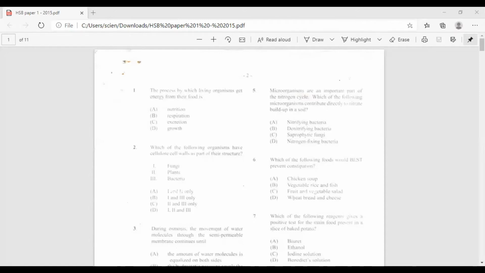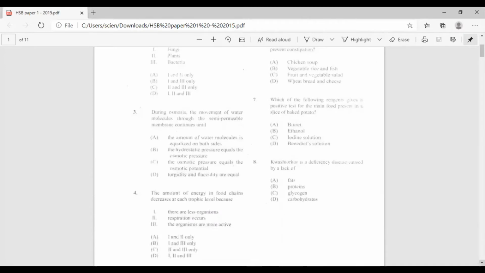Question 3: during osmosis, the movement of water molecules through the semi-permeable membrane continues until, so osmosis is the movement of water molecules from a region of high concentration to a region of low concentration until it is evenly distributed. So A, the amount of water molecules is equalized on both sides. B, the hydrostatic pressure equals the osmotic pressure. C, the osmotic pressure equals the osmotic potential. D, turgidity and flaccidity are equal. So I would go with A, because I said it in the definition, the amount of water molecules is equalized on both sides.